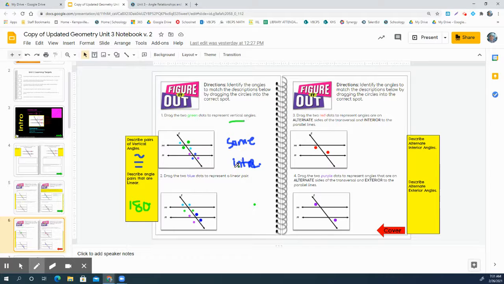So we've got vertical angles and linear pairs. Questions about those from last week? Okay.